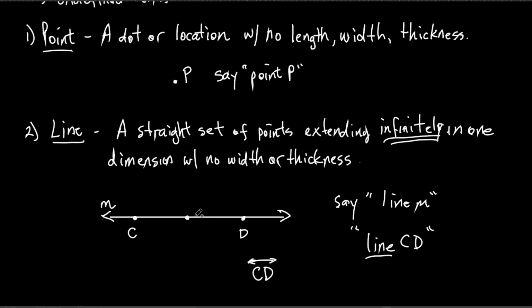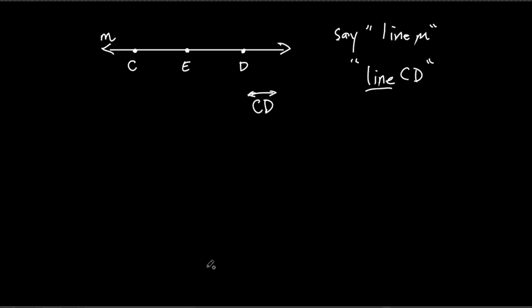What if I stuck another point in here and made it E? Now, there's a bunch of things that I could call this. Let's scooch this up. So what are some things I could call this? Remember, I'm only using two. I'm not going to call it CED. You only use 2 points if you name a line. But it can be any 2 points on the line and in any order. It doesn't make any difference.